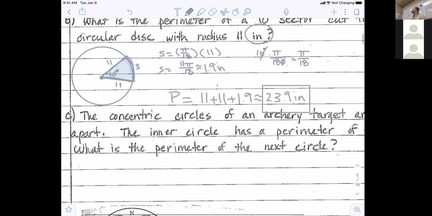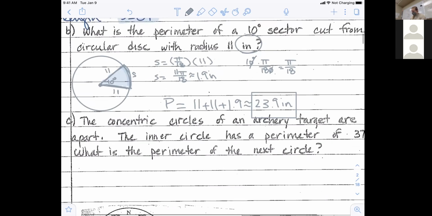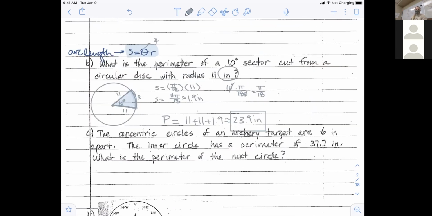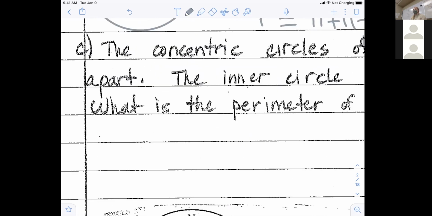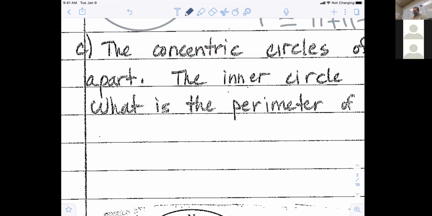Letter C says concentric circles of an archery target are 6 inches apart. The inner circle has a perimeter of 37.7 inches. What's the perimeter of the next circle? So concentric circles. You guys know what a bullseye looks like? A circle inside of a circle. Sometimes we read concentric and we lose our minds and forget all of our common sense. Think of a bullseye.